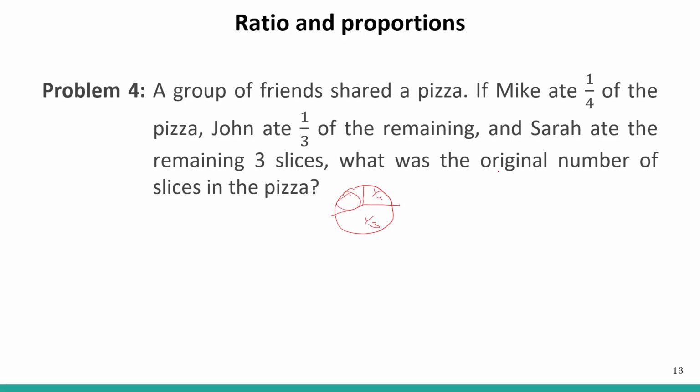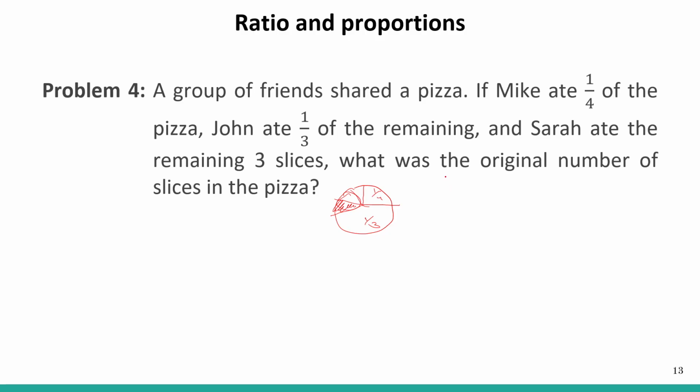Sarah ate the remaining 3 slices. John ate 1/3 of the remaining part. If we divide the remaining part into 3 parts, John ate 1 part. And Sarah ate the remaining 3 slices. Then what is the original number of slices in that pizza?